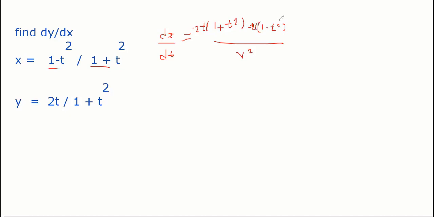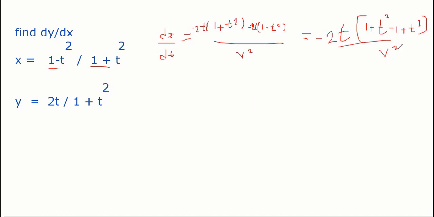And let me simplify and write it, so easy for me. I took 2t outside. 1 plus t square minus 1 plus t square... 1 minus t square. What did we take outside? Minus 2t, right? So what remains? 1 plus t square minus 1 minus 1 plus t square plus t square, whole by v square.